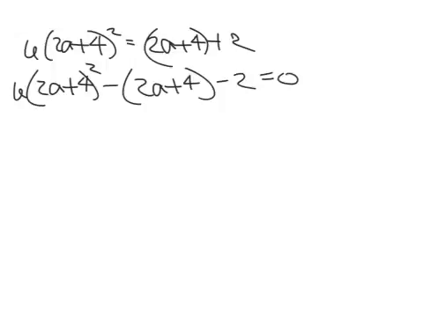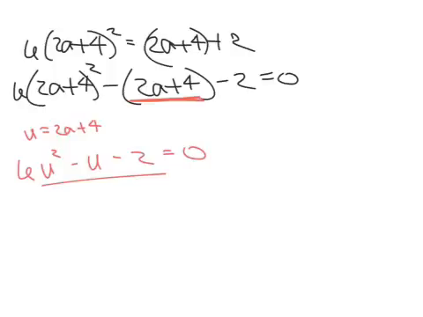Once you do that, you look at the middle term and you make that your u. Then we rewrite it: the first term as u squared minus u minus 2 equals 0. Solve for u. Once you solve for u, you're going to take u, so let's say you get 4 for u. You put a 4 there and solve for a.